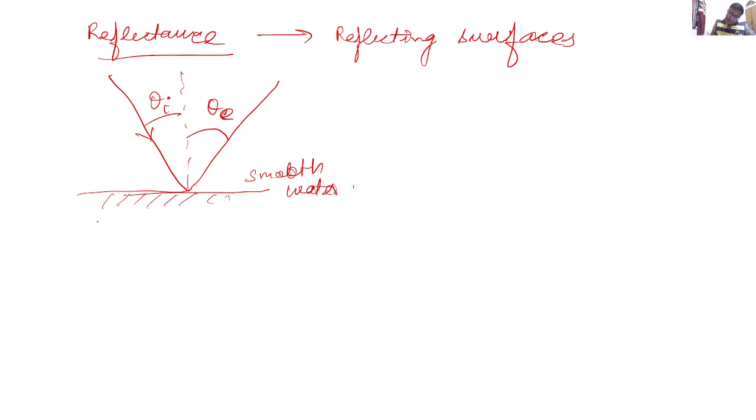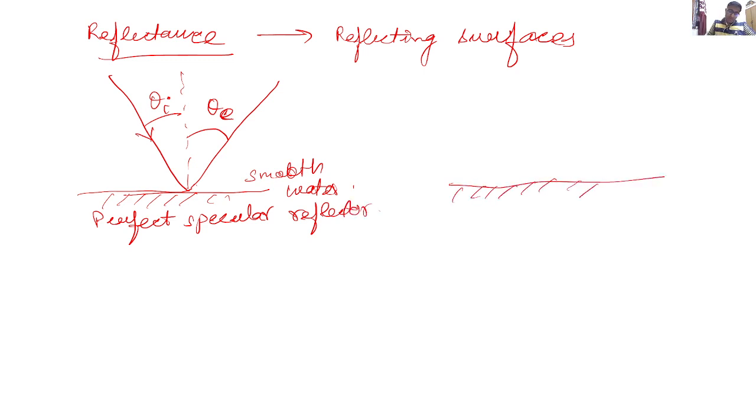So these kind of surfaces are known as perfect specular reflector. Now the other kind of case may be of a near perfect specular reflector. So how would that be? So this is again theta I or the angle of incidence, and this is the theta E or the angle of exitance. But in this case, apart from a specular reflection, some part of diffusion also happens. So this is a near perfect specular reflection.